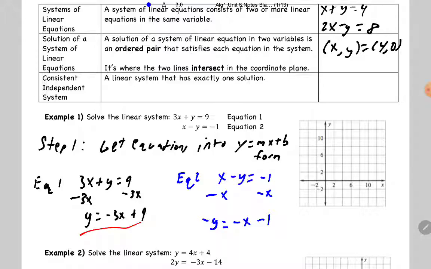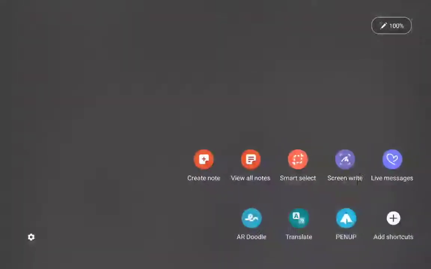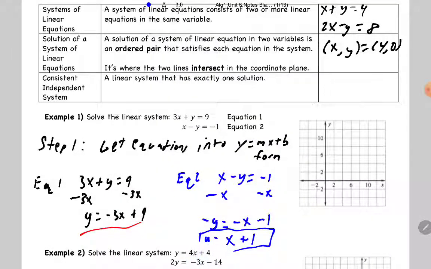So we need to get y by itself. The negative has to go away, so everything's going to be divided by -1. So y equals, negative becomes positive, and this -1 becomes positive 1. So here's our two equations. Okay, now it's been a while, so let's see how to graph these.